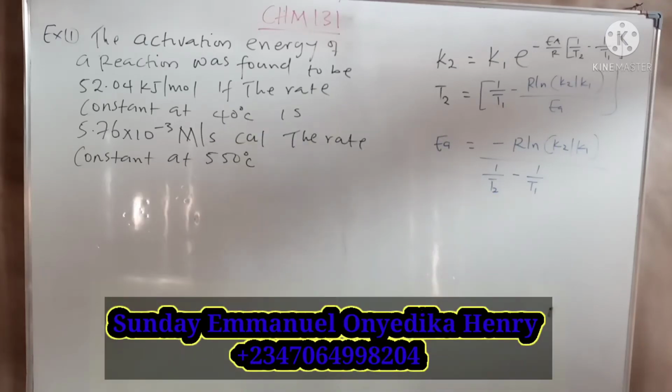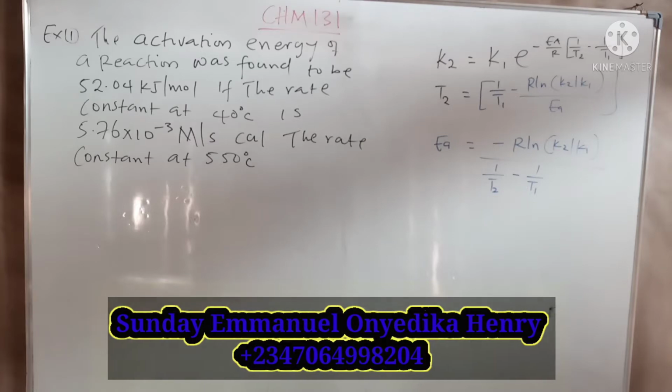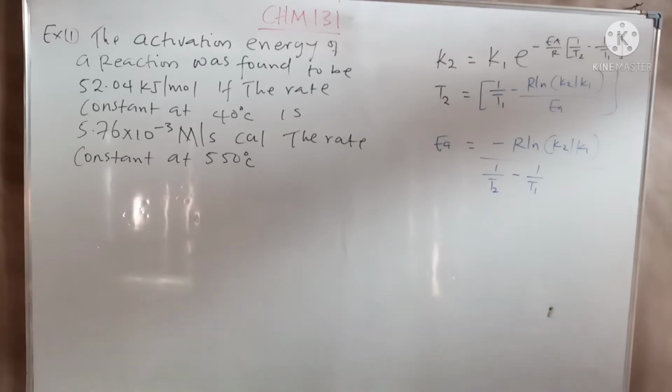Look at the right hand side of the board. You can see the formula for the rate constant, the formula for the final temperature, and the formula for the activation energy written on the board. Remember, in part 1 of the video, I went extensively into proving these formulas. Now we are on to the problem proper.